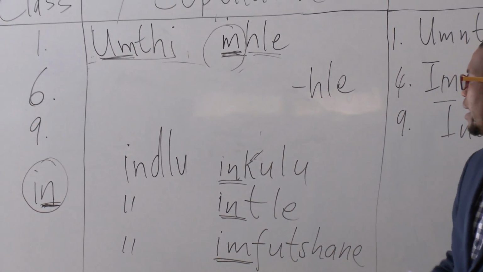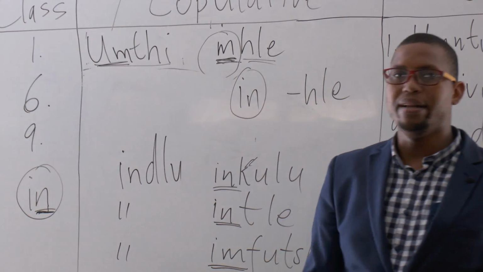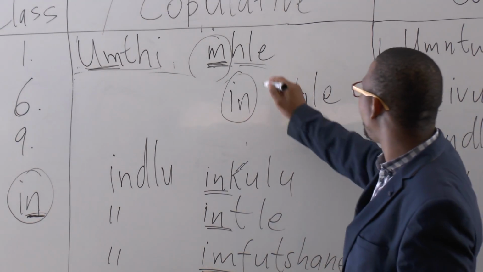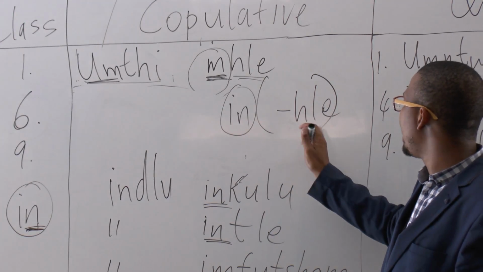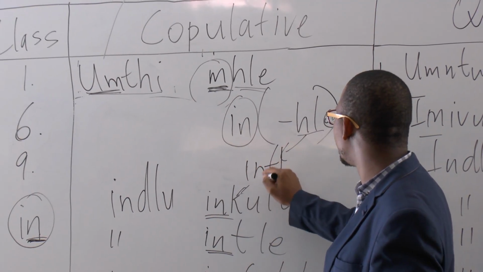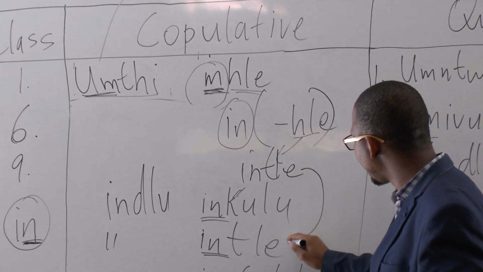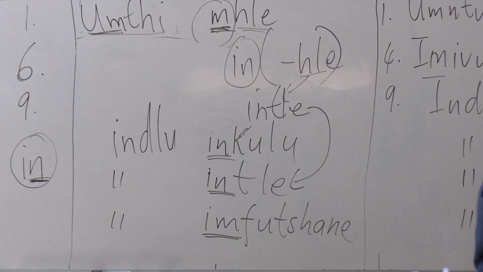The copulative in, which means is, will be followed by hle. Then in Xhosa, when n is followed by hl, it becomes tl. Hence we've got indlu inhle, as you can see here.